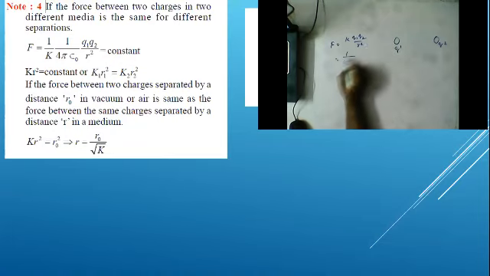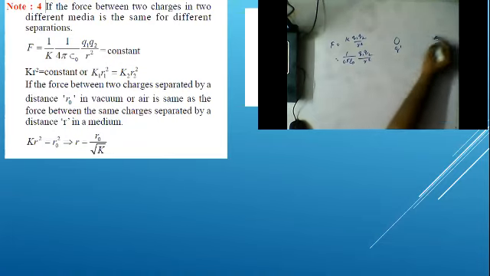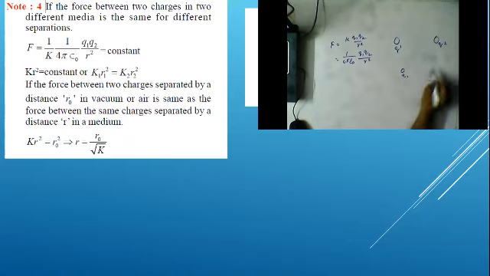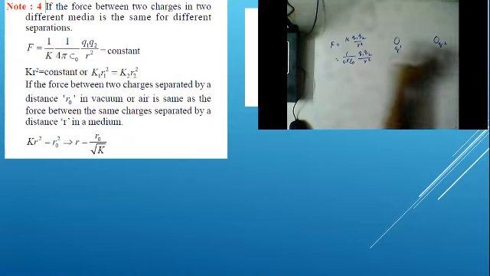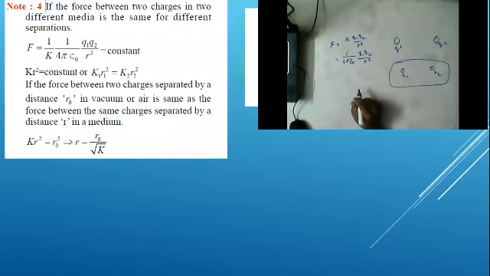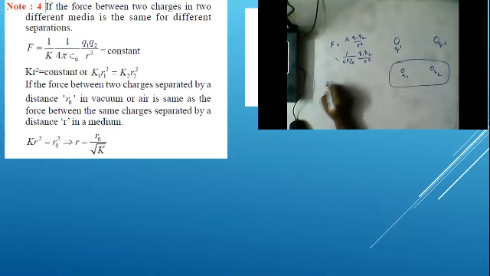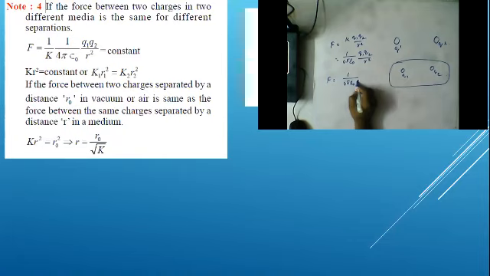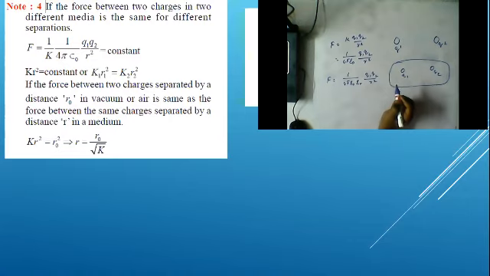That is, we can write it as 1 by 4 pi epsilon Q1 Q2 by R square. For example, with the same Q1 and the same Q2, the space is completely filled with a medium, completely filled with some permittivity. At that time we can write F is equal to 1 by 4 pi epsilon naught epsilon R Q1 Q2 by R square.